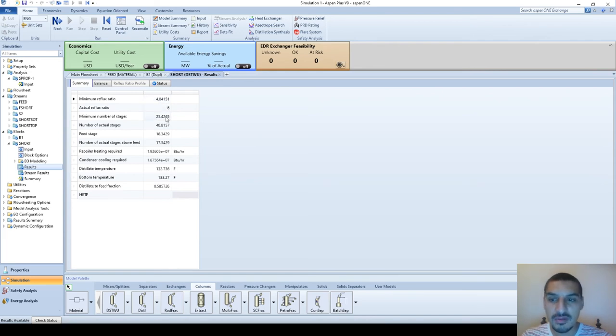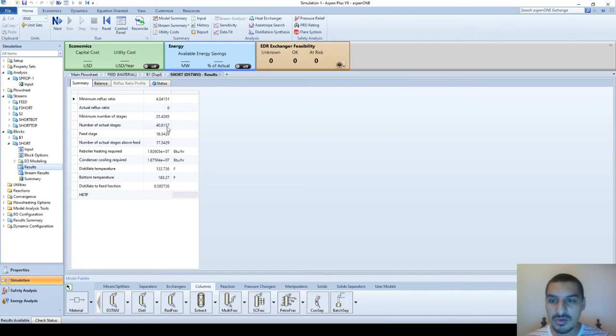And I have here the minimum number of stages, which is the number of stages I'm going to use in case of total reflux. I don't have any top product. I'm recovering or returning all the top product back to the column. So this is the minimum number of stages. It's a theoretical thing, so I know that this is the minimum number. I cannot go for less than that.